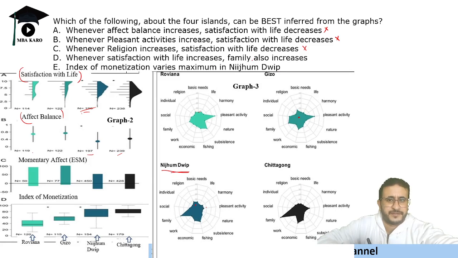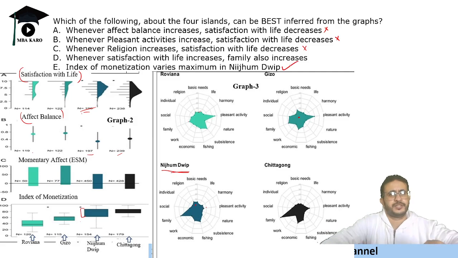Whenever satisfaction with life increases, family also increases. Satisfaction with life is increasing in these cases, and let us see that family is this. Family is increasing, family is increasing. And if you look at this, it says the index of monetization varies maximum in Nijhum Dweep. If you look at Nijhum Dweep, the index of monetization is this part, it is maximum in this case. So the answer is option E.